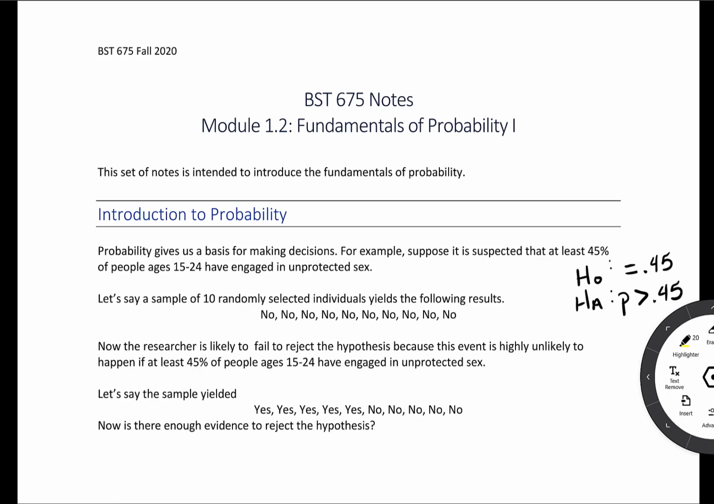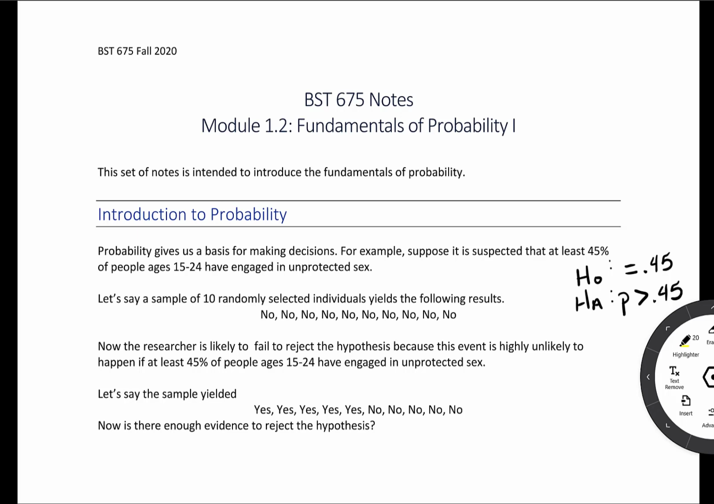Further, let's say we take a sample of 10 randomly selected individuals and we get the following results. Of those 10 people, none of them have engaged in unprotected sex. So in this particular case, the researcher is likely to fail to reject the null hypothesis because this event is highly unlikely to happen if at least 45% of people have engaged in unprotected sex. So what we're saying here is we suspect more than 45%, but no one in our sample had participated in this particular behavior, so we don't have any reason to actually believe it's at least 45%.